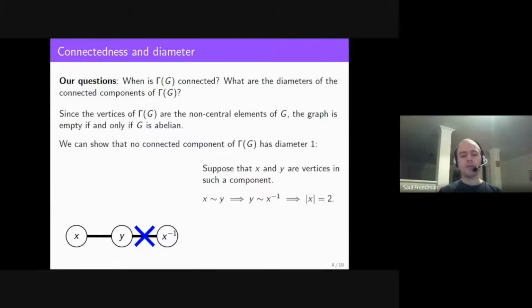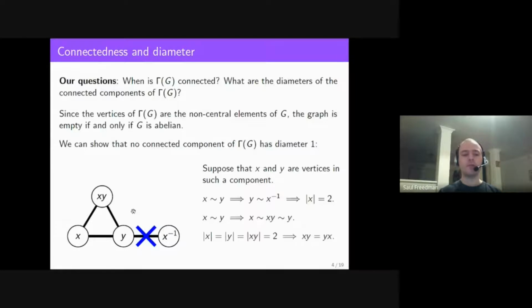Now, because x and y are joined, it's also easy to show that each of x and y must be joined to x times y. Because x, y, and x times y all have order 2, it's easy to show now that x and y actually commute. And so because x and y commute, this means that this edge here that we first assumed existed actually doesn't exist, which is, of course, a contradiction. So indeed, a component of diameter 1 cannot occur.